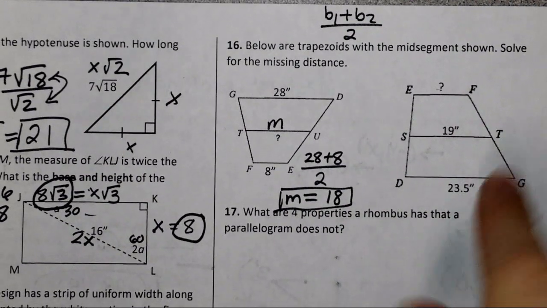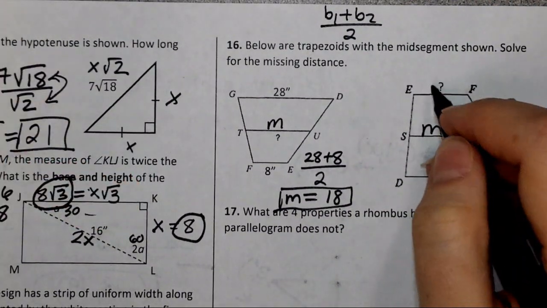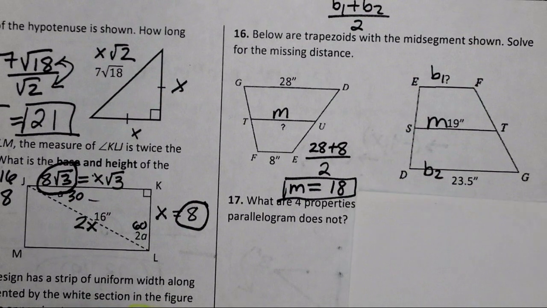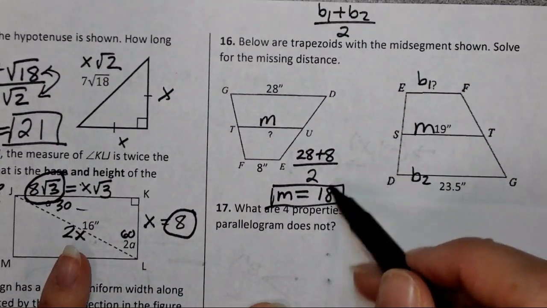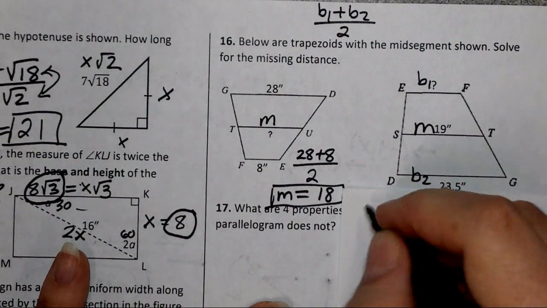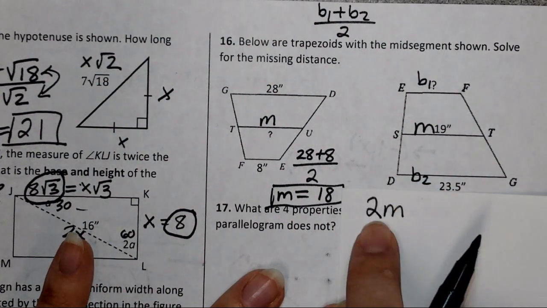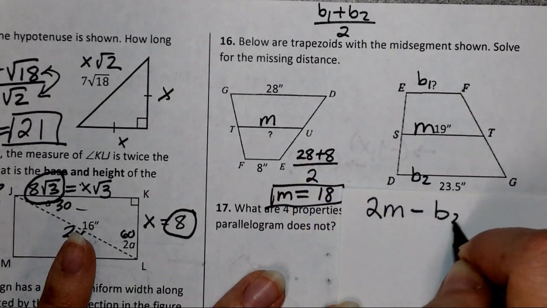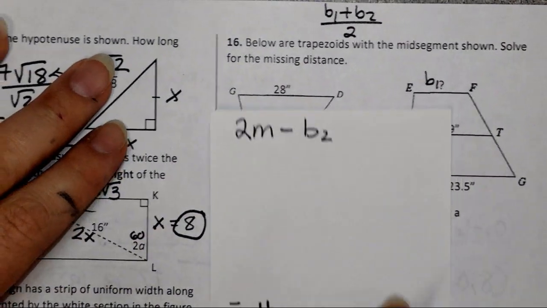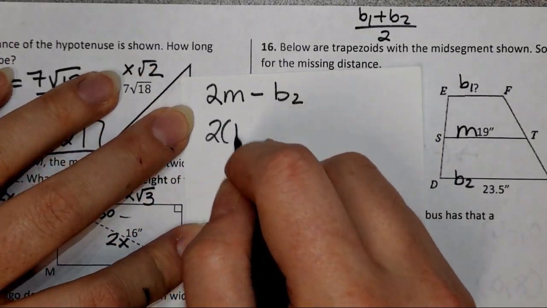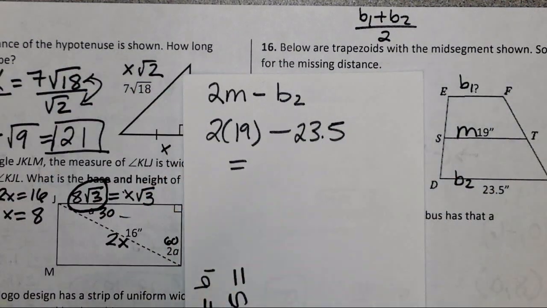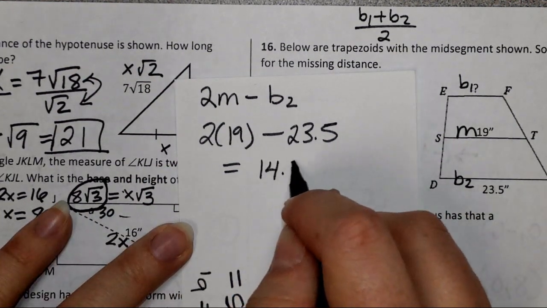Now on this problem, this time you're given your mid-segment. You're trying to find what your base is. So you have to work backwards. So instead of dividing by 2 to get the mid-segment, we're going to take the mid-segment and multiply by 2. Then instead of adding these, you're going to subtract your base. Okay. So you end up doing 2 times 19 minus 23.5. Okay, and that gives us 14.5.